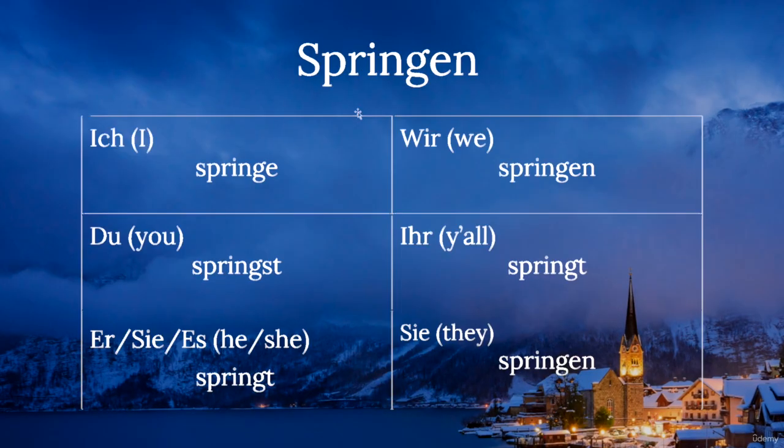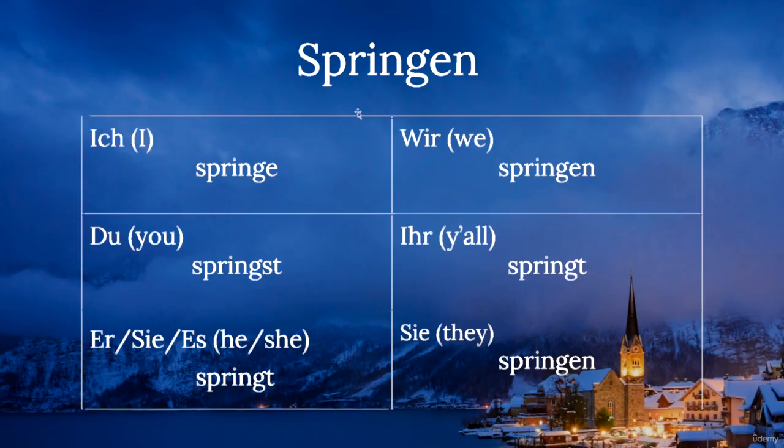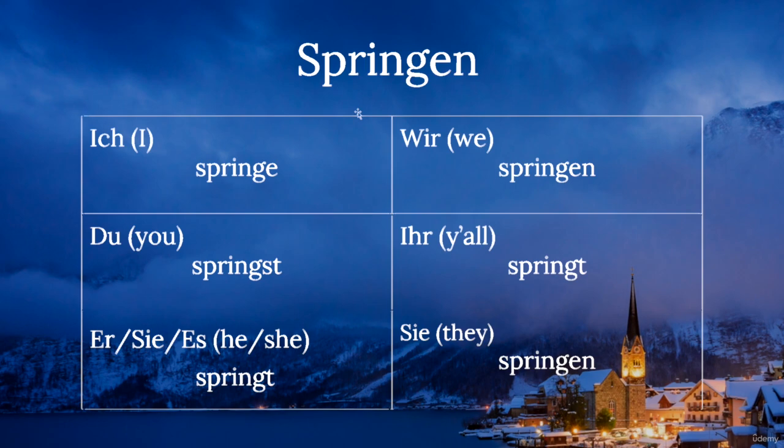Again, now let's try with the verb springen. Ich springe. Du springst. Er, sie, es springt. Wir springen. Ihr springt. Sie springen.